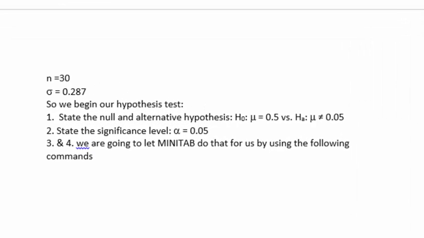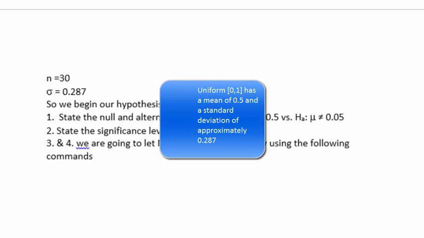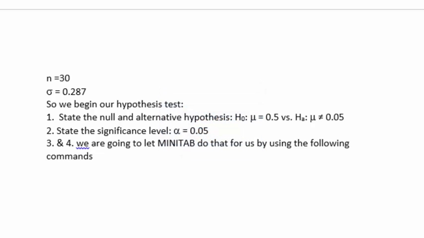Now we're going to do a hypothesis test for all 100 samples. In other words, we're going to take the mean of each of those samples and do a hypothesis test on them. Now we know that this sample came from a distribution and it has a population standard deviation of 0.287. So we're going to take each of these samples and do a hypothesis test to see if the mean is 0.5. So, like I said, we know sample size is 30. Sigma is 0.287, or approximately 0.287.